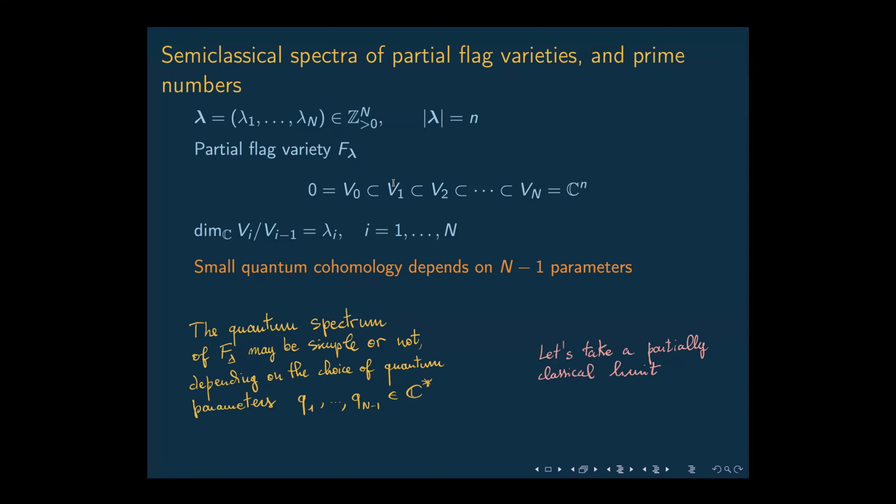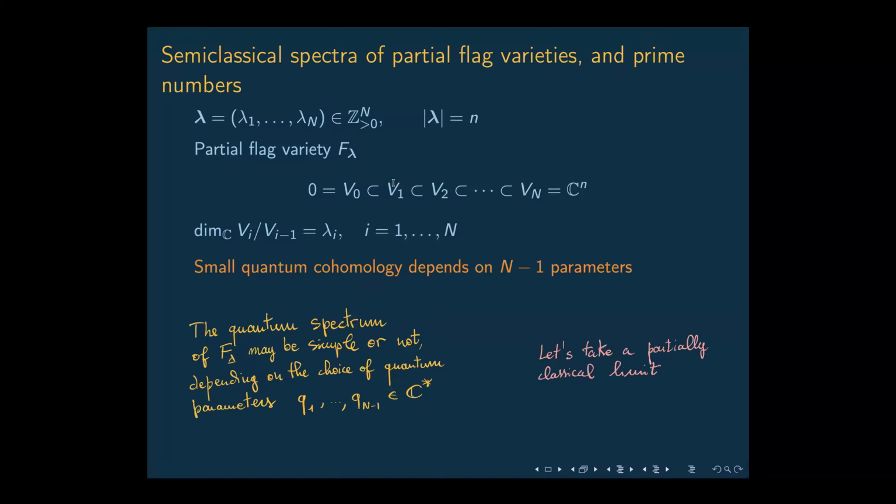Well, the fact is that for varieties as such, in which N is strictly bigger than 2, the small quantum cohomology no longer depends on a single parameter, but on many small quantum parameters. And if you study the dependence of the small quantum spectrum on these parameters, it turns out that depending on the choice of these quantum parameters, this spectrum may be simple or not.